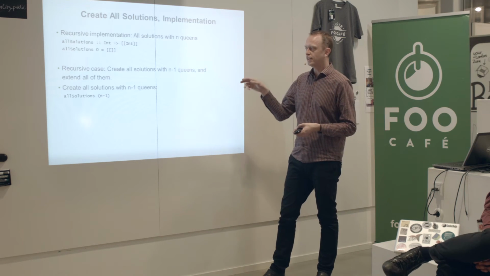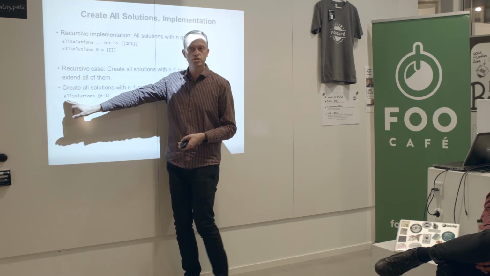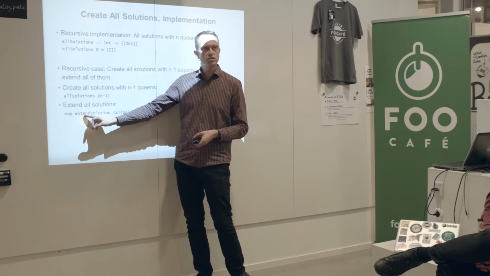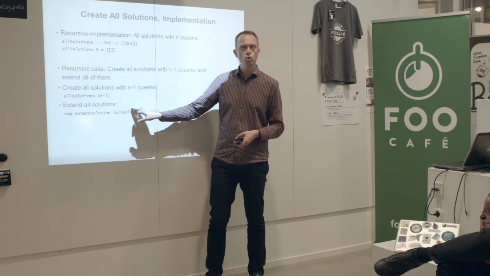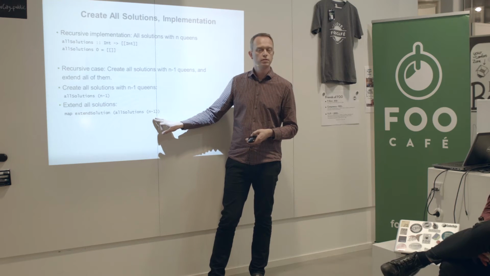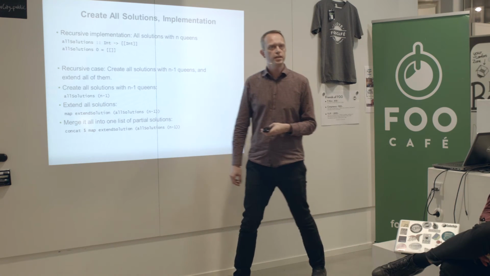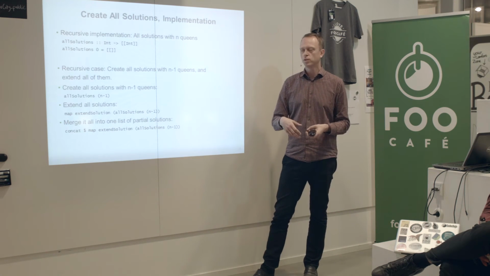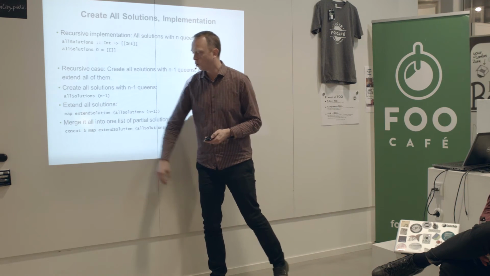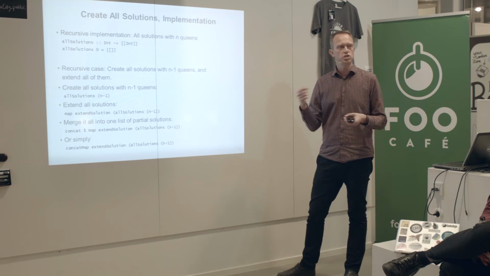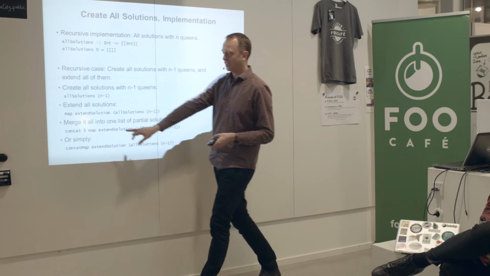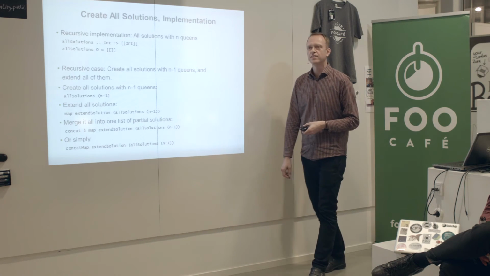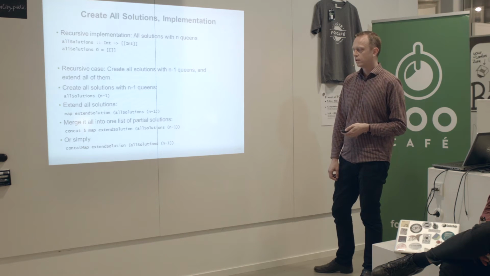Actually creating the solutions for n-1 queens is just applying this function like this. Next step would be to extend them. Then I map extend solution on what I get when I create all the solutions for n-1 queens. And then finally, I want to concatenate them. So this gives me a list of lists, right? And I want to just combine them into one big list. So I apply concat like this, or I can use concatMap, which is a combination of these two. It's quite a common expression that you will do, so there's a specific function for that. In C# it's called SelectMany instead of Select. So there we go.